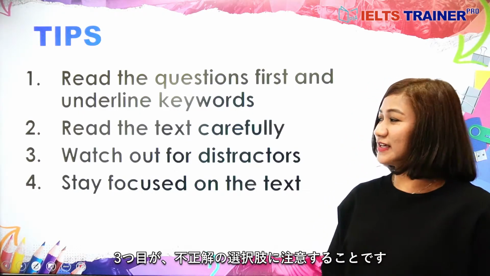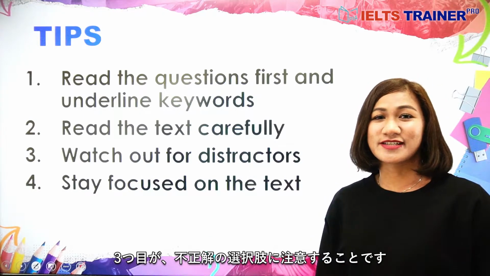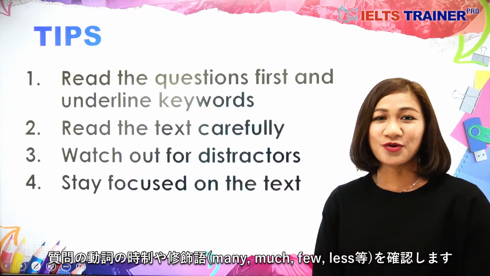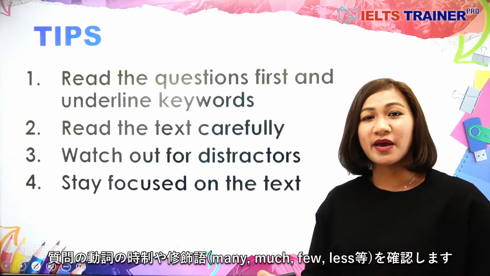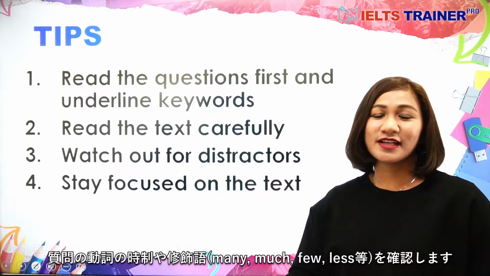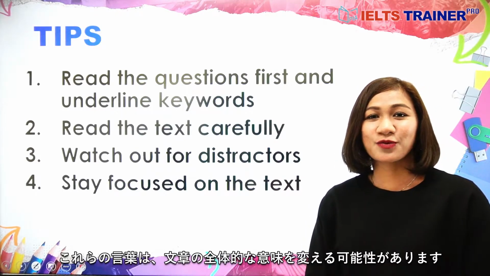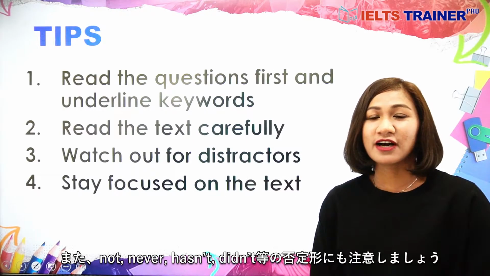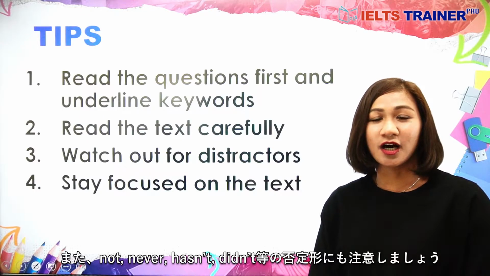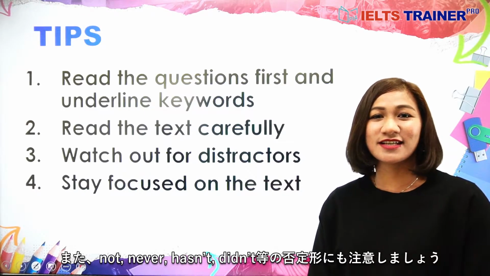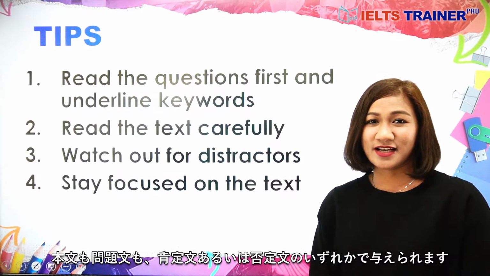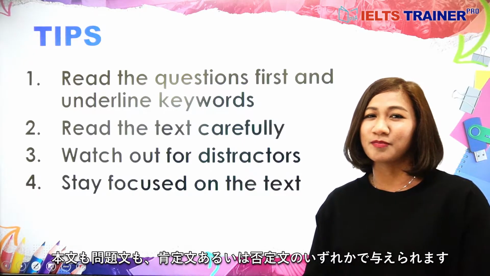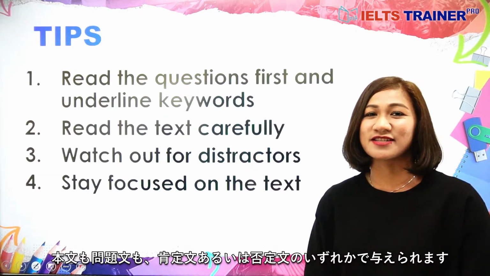The third tip is to watch out for distractors. Make sure that you do not ignore the verb tenses in the questions and the modifiers like many, much, few, less, and so on. These words could alter the overall meaning of a statement. Also watch out for any negatives like not, never, hasn't, didn't, and the like. The statements and the text might be given either in a positive or in a negative sentence.